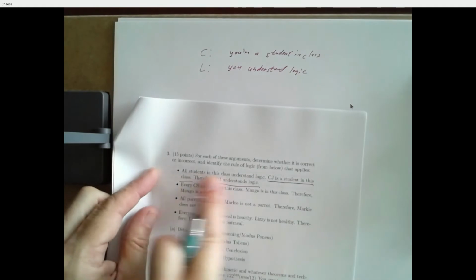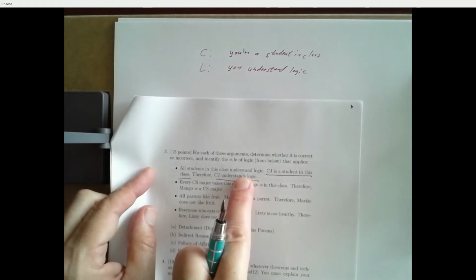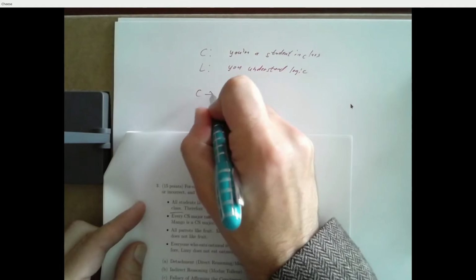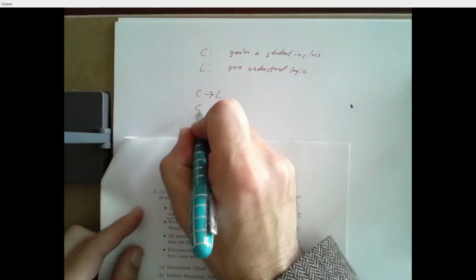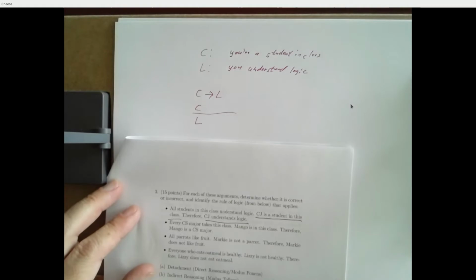And if you do those, you can write this first statement using conditionals. This basically says if you're a student in this class, you understand logic, right? So this first statement is really basically saying C implies L. The second statement says C, and the conclusion is L. That's correct reasoning. What's that called? Yeah, detachment or direct. Did you say direct or correct? Direct. Yes, it is direct. I thought you said correct. Yes, it's correct and it's direct.